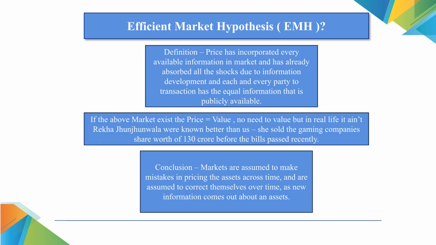The efficient market hypothesis suggests that price incorporates all public information, meaning price equals value. However, real-life examples show markets often make mistakes in pricing assets, but are assumed to correct themselves over time.